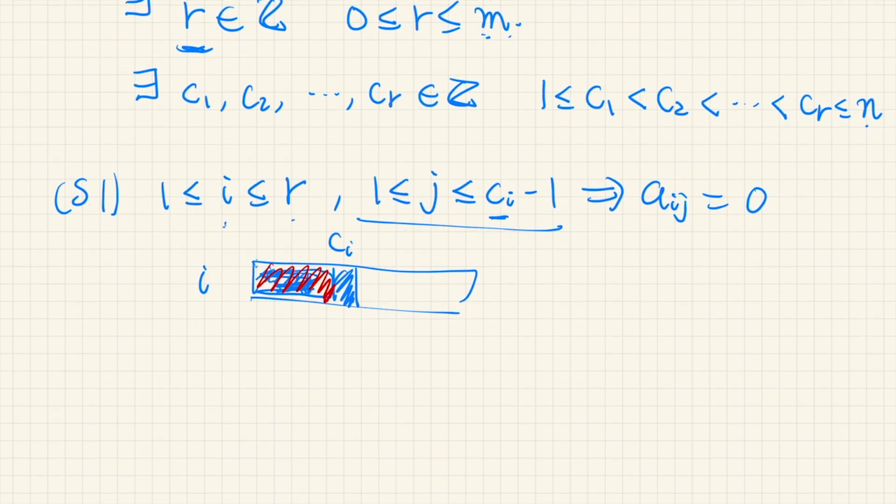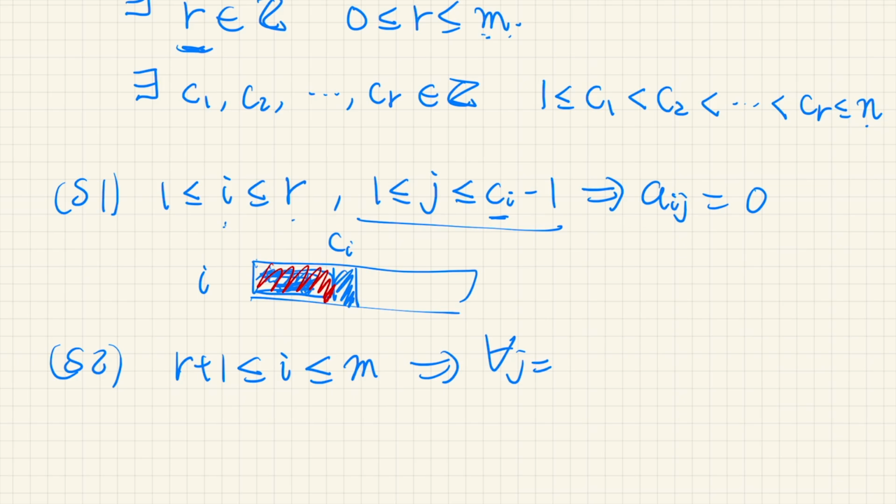And the second condition: if the row number is greater than r plus 1, then for all j, 1, 2, up to n, we have a_ij equals 0. So these rows do not contain any non-zero element, so this makes sense, right? So all the elements in these rows are zeros.